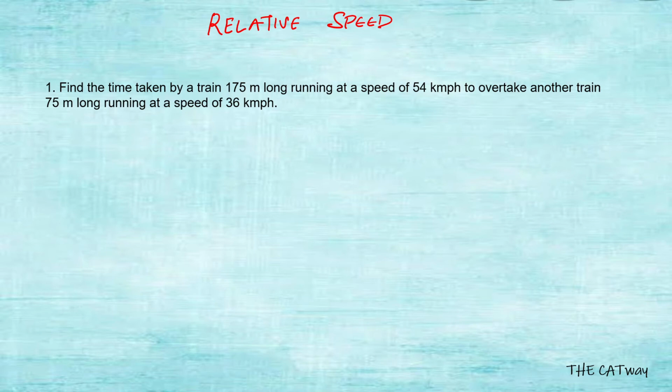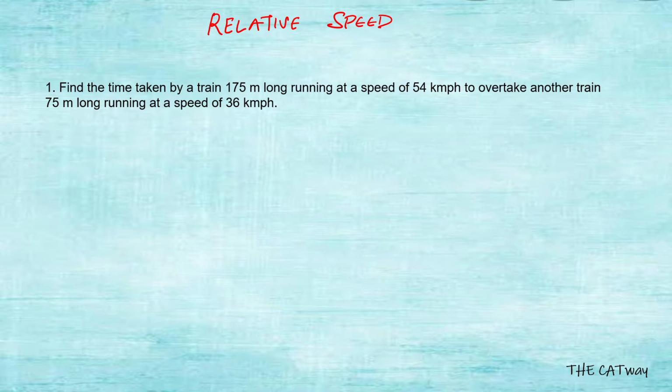So in this video, we are going to solve a few questions based on relative speed. So let us begin with that. The first question is: find the time taken by a 175-meter long train running at a speed of 54 kmph to overtake another train 75-meter long running at a speed of 36 kmph.